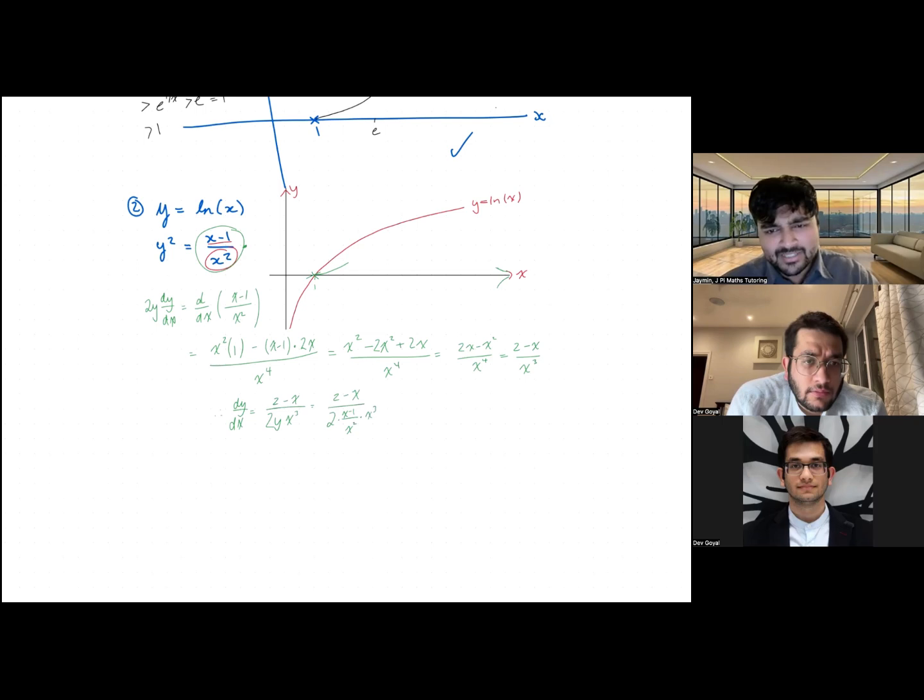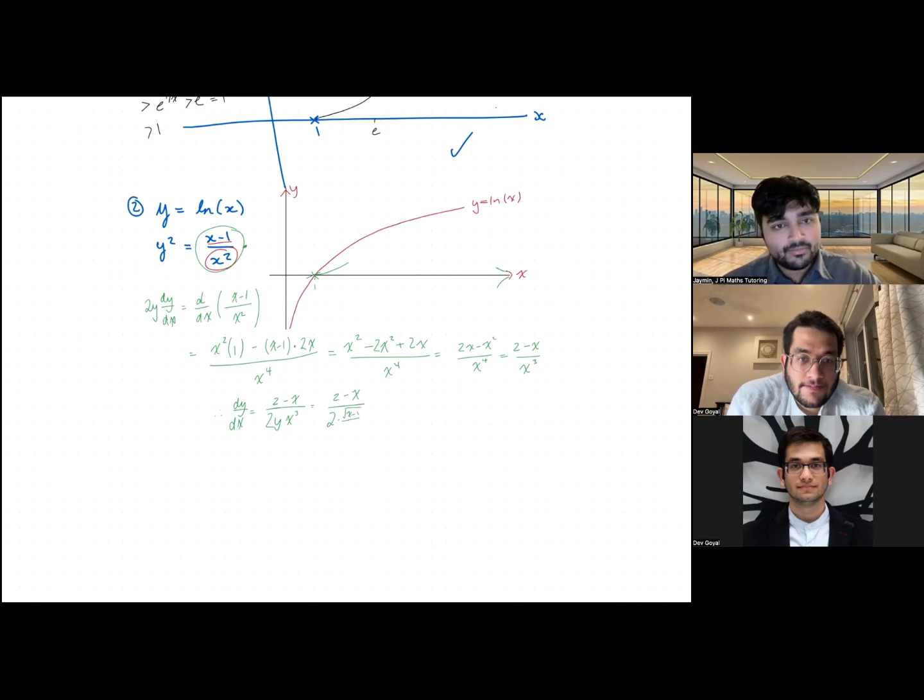Sorry, y squared is equal to x minus 1 over x squared, so y is the square root. You're absolutely right. Sorry, I'm being a bit too rapid on this. So the square root, but as I mentioned before, I can focus on the positive square root and just focus on what happens above the x-axis. So for the time being, I'm just going to take the positive root, which will be root x minus 1 over x.